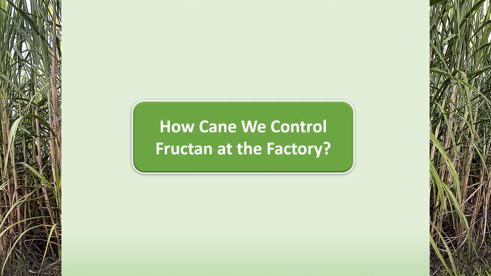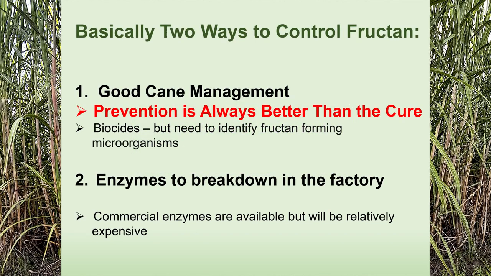So how can we control fructan? Well, there's basically 2 ways. We either prevent it, and prevention is always better than the cure. And we say that about dextran. You need good cane management. You need to get your cut-to-crush times down, limited burning. Biocides, we like to find biocides to control this because, as I said, we've underestimated it.